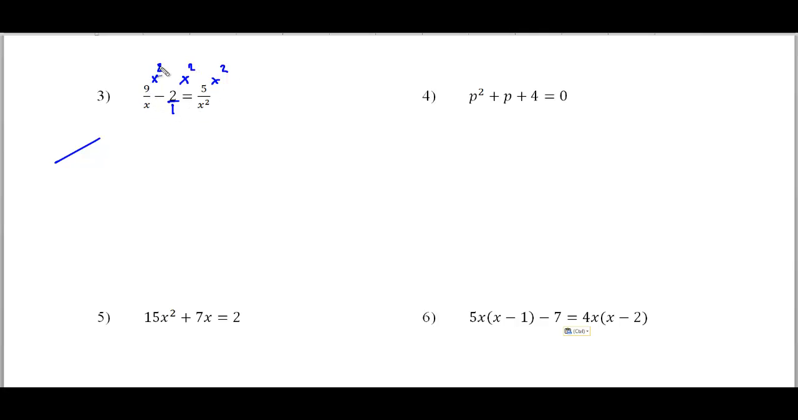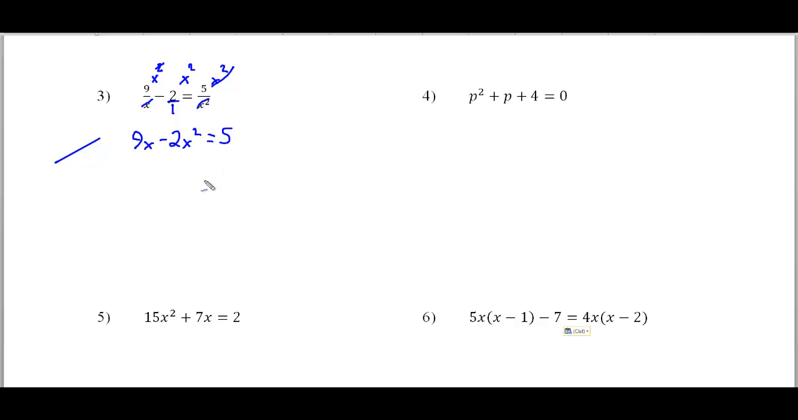Therefore, I can multiply x squared by x squared by 1, and x squared by x squared. And that's going to simplify things. X squared divided by x is going to be just x. So this becomes 9x. Well, x squared divided by 1 is x squared, so this is just minus 2x squared. And x squared divided by x squared is just 5.